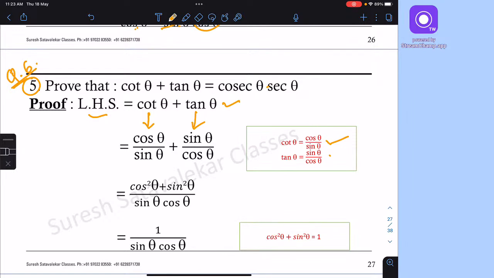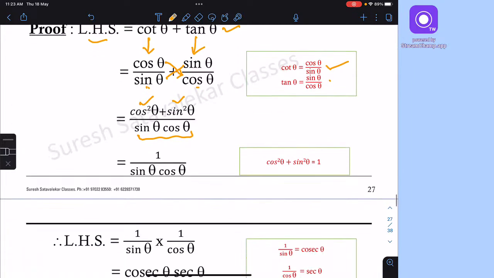So the denominators are different, sin theta and cos theta. So the LCM will be the product of sin theta and cos theta. The denominator will be sin theta into cos theta. And the numerator will become cos theta into cos theta, that is cos square theta, and sin theta into sin theta, that is sin square theta. So we have the identity cos square theta plus sin square theta is 1. So this numerator will be replaced as 1, and the denominator is sin theta cos theta as it is.